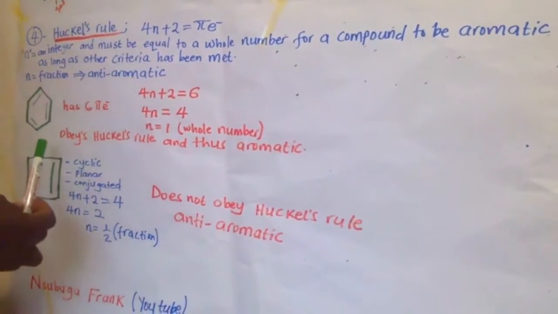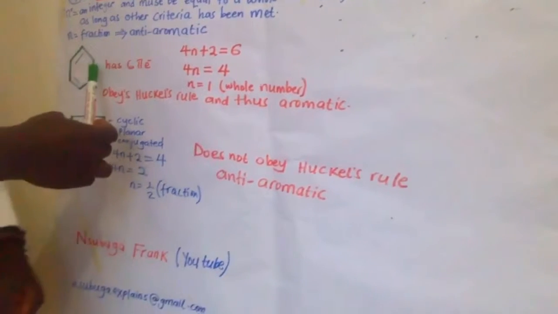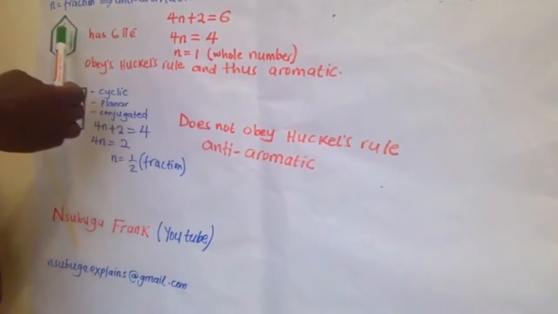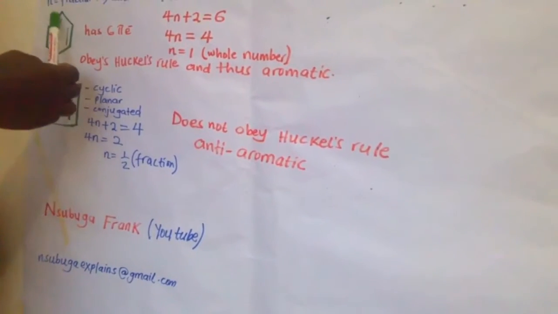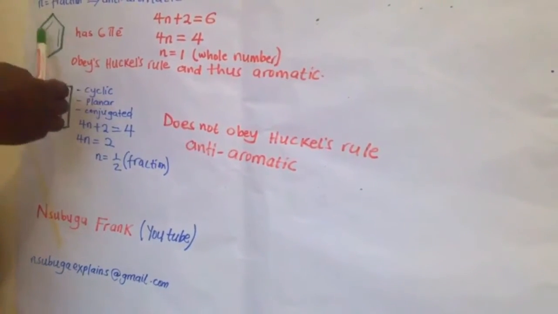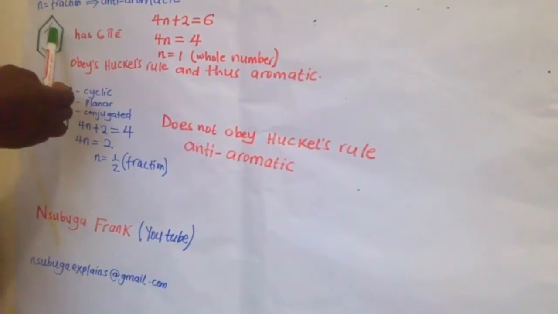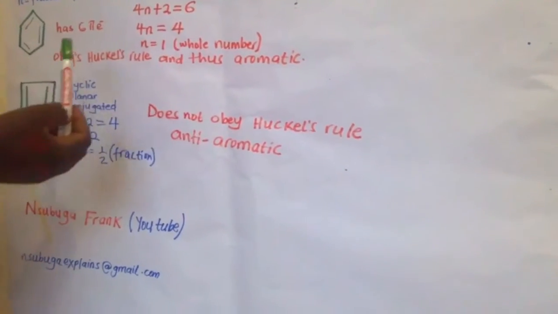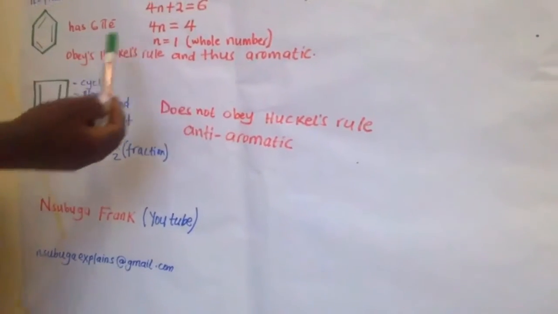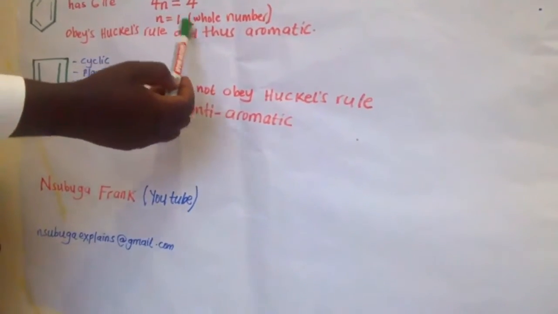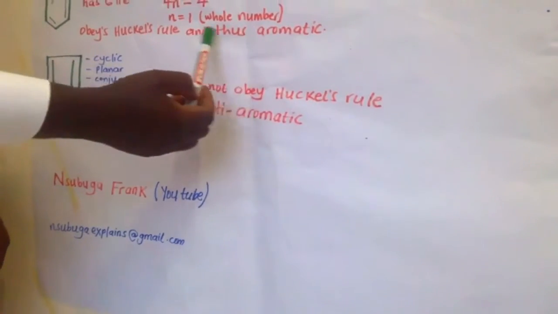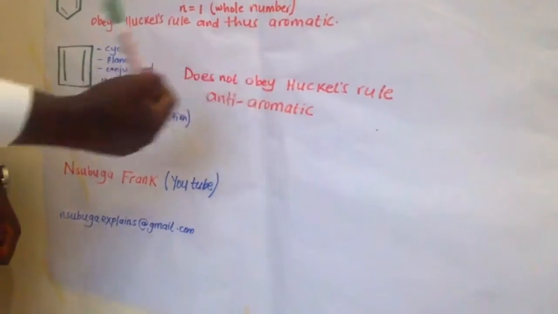Still putting our focus on the most common aromatic compound, benzene, it has 6 pi electrons. Three of these localized bonds or pi bonds, each one having 2 electrons, so totaling 6 electrons. So 4n plus 2 is equal to 6. Your n is equal to 1, which is a whole number. Therefore, it obeys Huckel's rule. So this compound is considered to be aromatic.